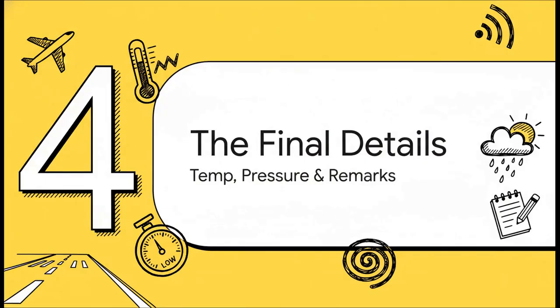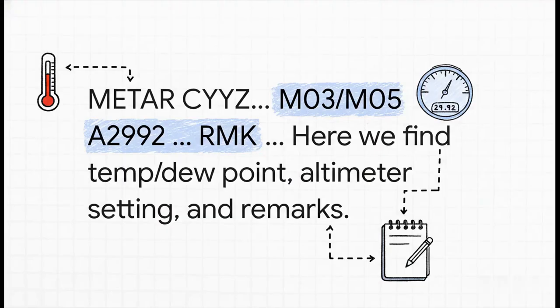We're almost there. We're in the home stretch. The last main section of the METAR gives you the numbers you need for performance calculations and safety checks. We're talking temperature, dew point, and the all-important altimeter setting, plus any extra notes. Okay, let's highlight the last few groups in the main body. Here we find the temperature and dew point, the altimeter setting, and the start of the remarks section, which you can see is indicated by that RMK.